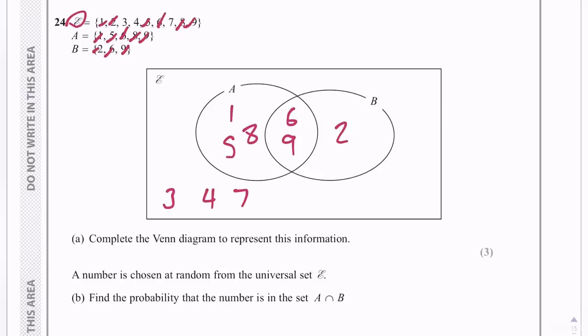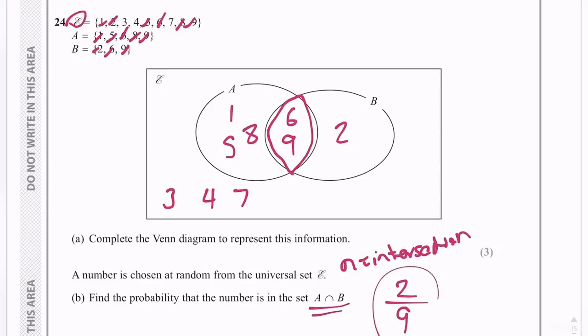Then it says, find the probability that the number is in A ∩ B. Now that ∩ there means the intersection. And the intersection is the little crossover point, these numbers here in the crossover. So 6 and 9, there are 2 numbers, the probability, out of, let's just count how many numbers there are, 1, 2, 3 on the outside, 4, 5, 6, 7, 8, 9, so 2 out of 9. So the probability of picking one of those 2 in the middle is 2 out of 9.